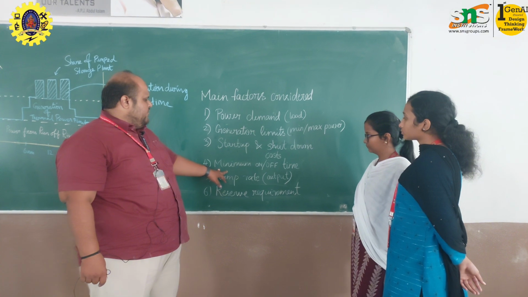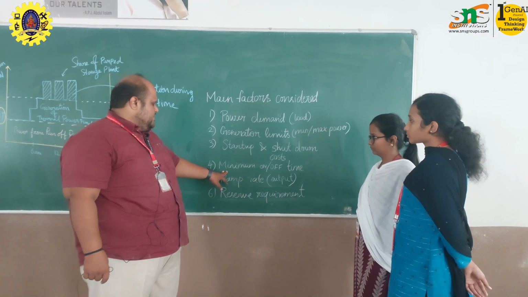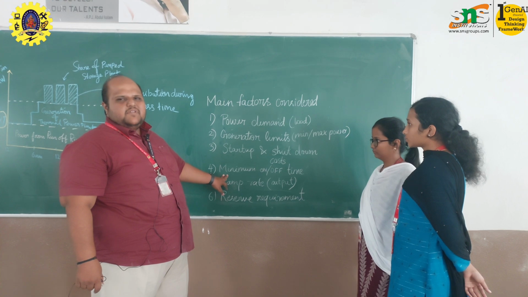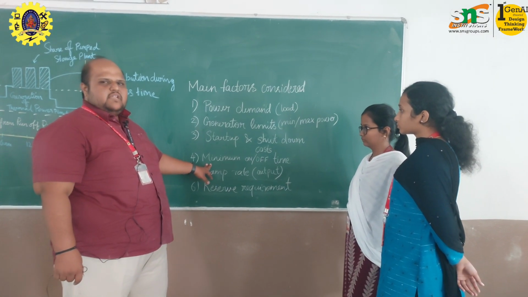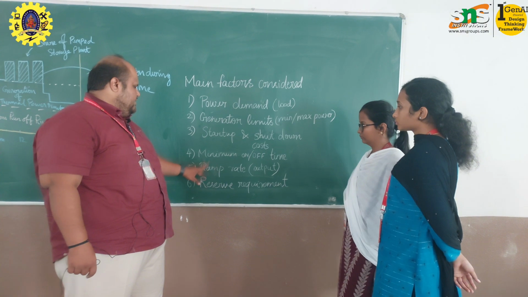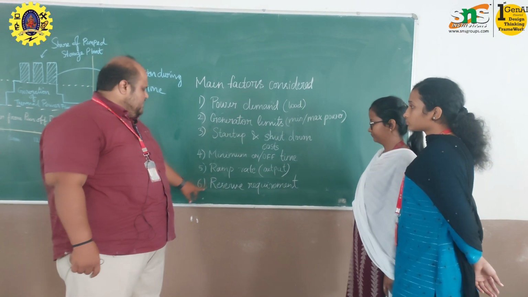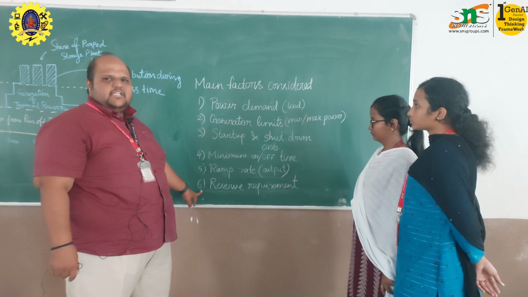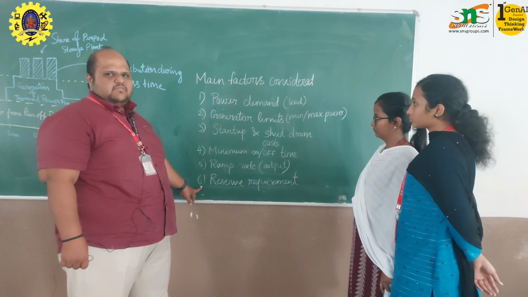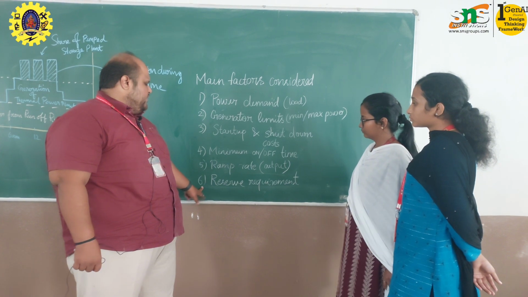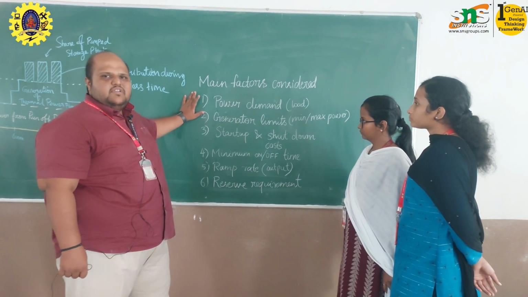Then minimum off time and on time tells us how long the power station can be continuously on. Based on that also we have to select the unit to be allotted. Then ramp rate means the output rate. Then finally the reserve requirement. There are three types of reserve: spinning reserve, online reserve, offline reserve. Based on the type of reserve we have to choose. So these are all the six main factors to be considered for unit commitment.